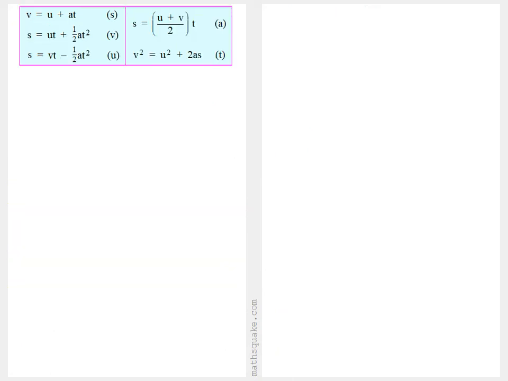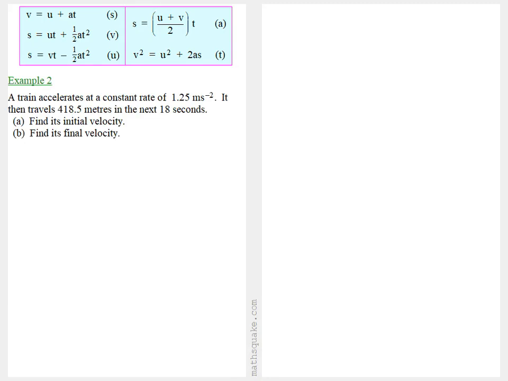Let's have a look at another example, example 2. A train accelerates at a constant rate of 1.25 meters per second squared. It then travels 418.5 meters in the next 18 seconds. In part A, we're asked to find its initial speed. Well, to solve this, we look at what we've been given and what we want. We're given that a is 1.25, s is equal to 418.5, and t is equal to 18. We want to work out what is u. So the missing letter is v.